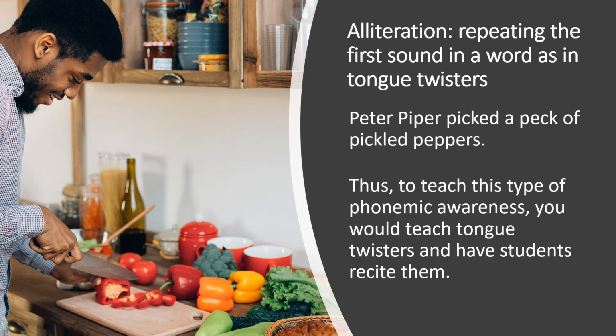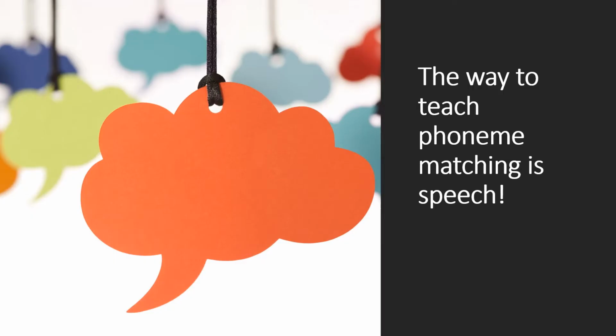Alliteration is repeating the first sound in a word, as in tongue twisters. For example, Peter Piper picked a peck of pickled peppers. Thus, to teach this type of phonemic awareness, you would teach tongue twisters and have students recite them. Therefore, the way to teach phoneme matching is speech. Have the students do lots of speech work. Emphasize correct articulation. Have students identify the sound that repeats in tongue twisters and the words that rhyme in poems.